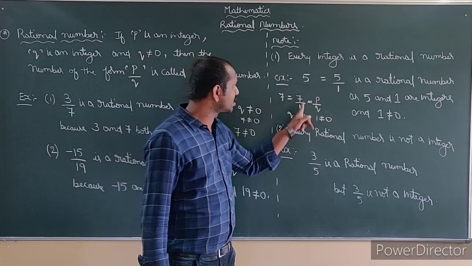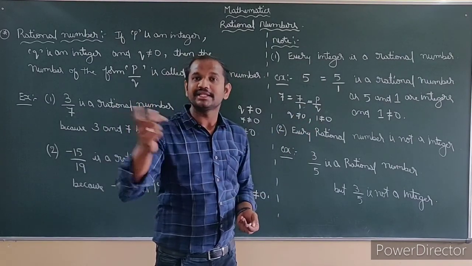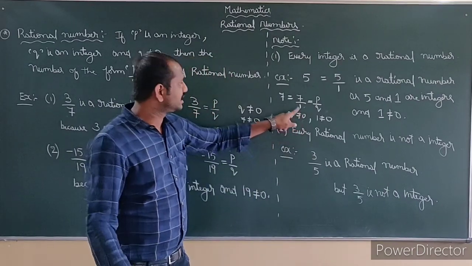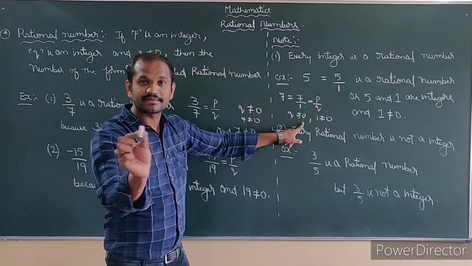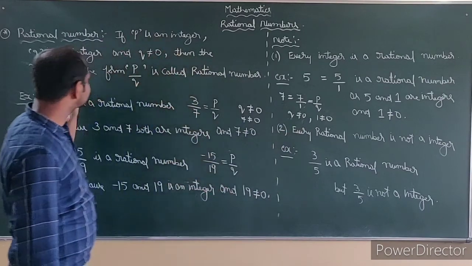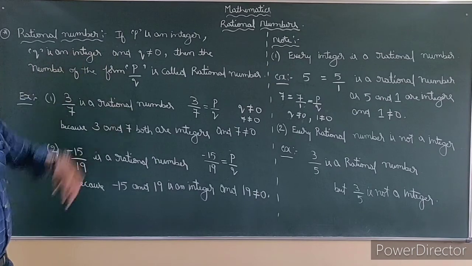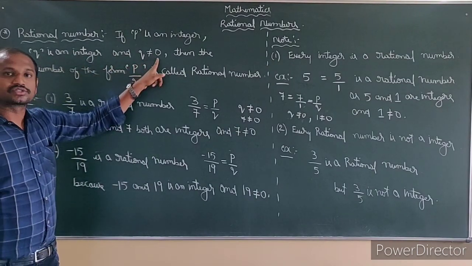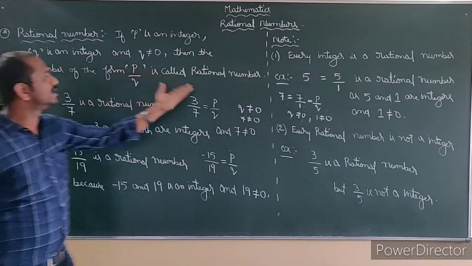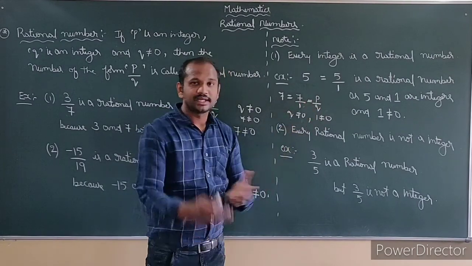Before it is a rational number, what are they both called? They both are integers. They both should be integers, then only they become rational numbers, under the condition that the denominator, that is the q value, should never be equal to 0. This is a very important thing you need to understand, and that is what we tell in the definition also. If p is an integer and q is an integer and q is not equal to 0, then the number of the form p by q is called a rational number.